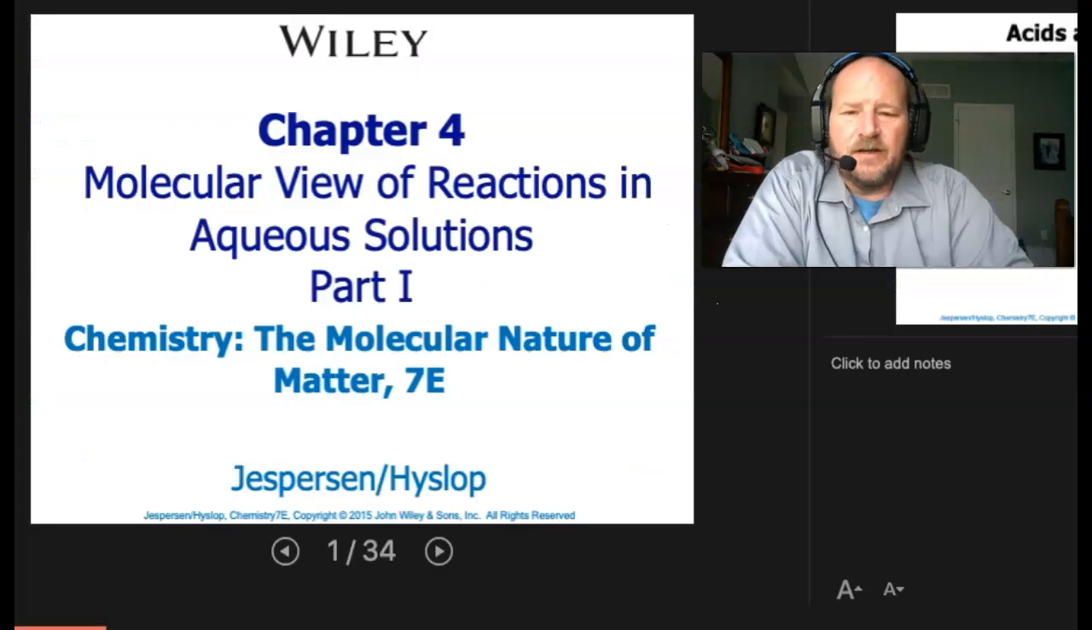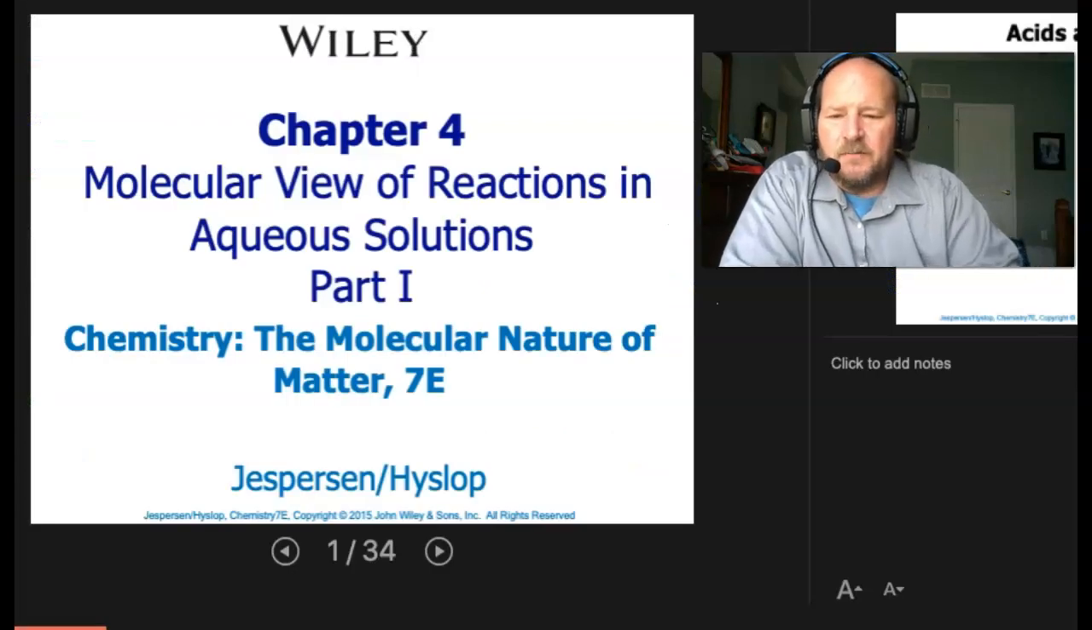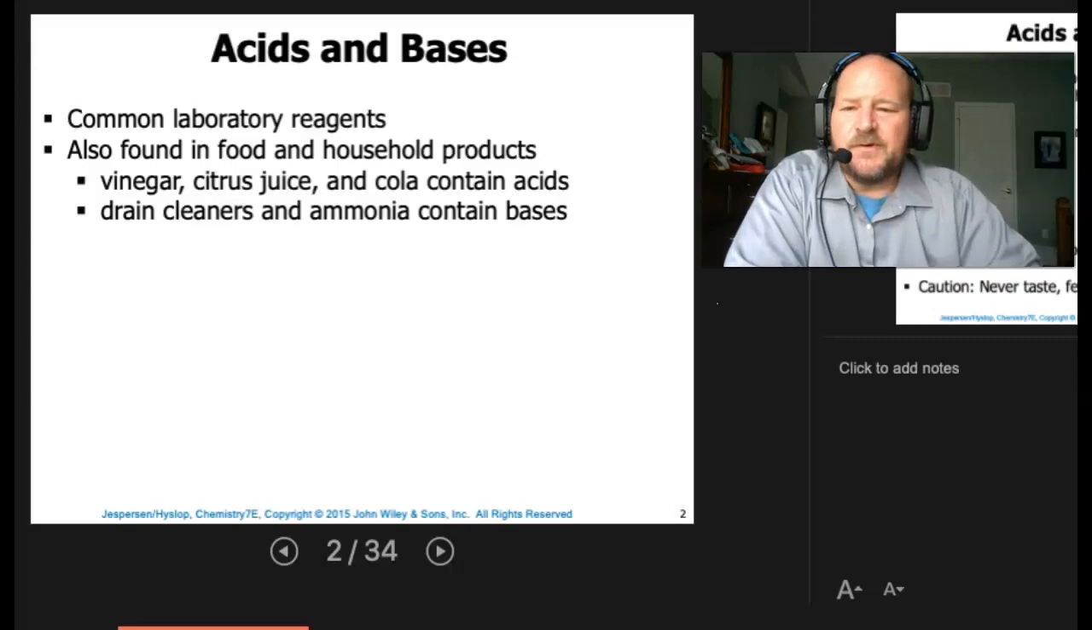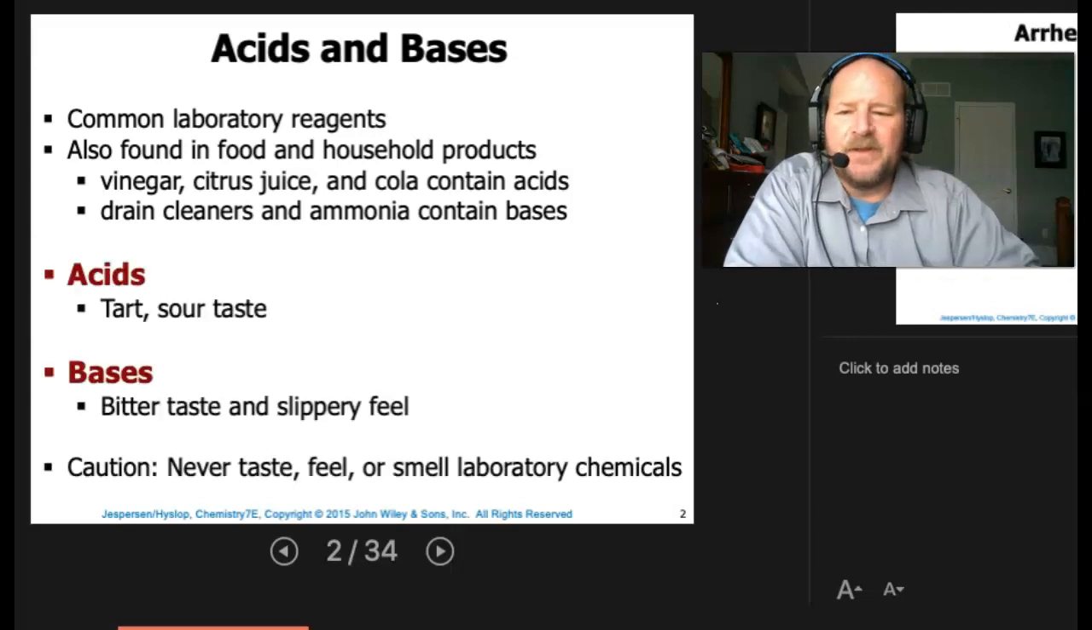Segment 3 of chapter 4. We're going to pick up with acids and bases. That's where we left off. So we just finished talking about ionic solutions and net ionic solutions. And so common laboratory reagents are acids and bases. We've already worked with one concentrated acid thus far, which was the sulfuric acid in our aspirin lab.